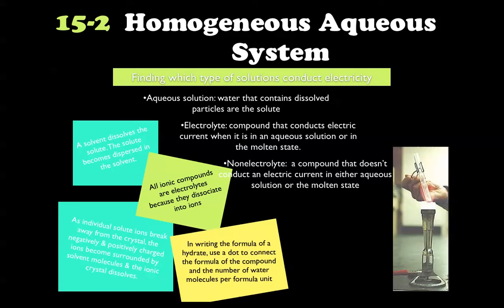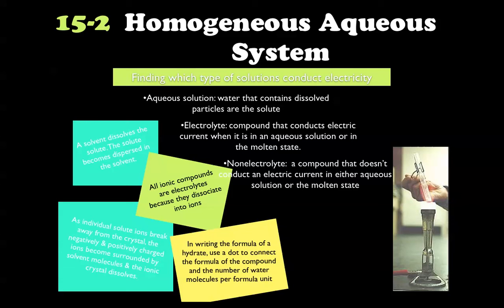So kind of like the picture to the right, everything is being transformed and all these steps and factors are happening in that. So then the non-electrolyte is a compound that doesn't conduct an electric current in either an aqueous solution or the molten state. So that's just completely the opposite. So a solvent dissolves the solute, and the solute becomes dispersed in that solvent, which may sound confusing, but when we did our labs and stuff, it all made sense.